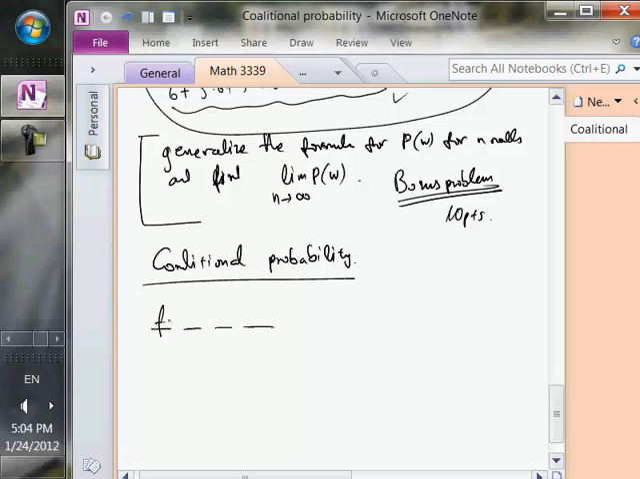So now you see the sample space is shrinking. What? E on the third one? No. And the second one. What is the second? E on the second one? No.